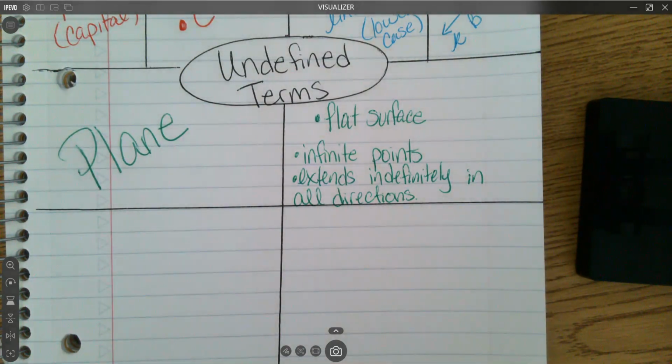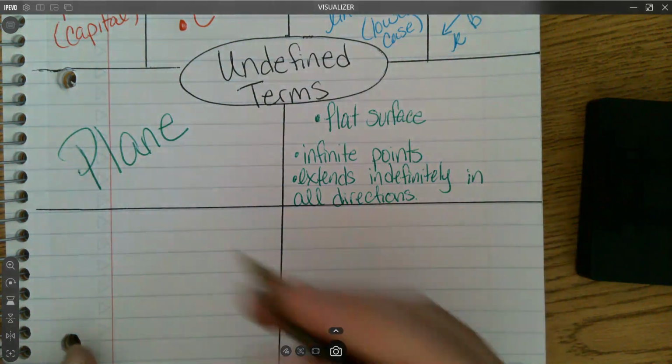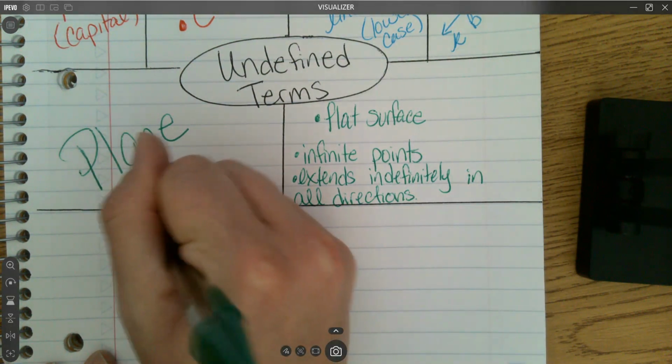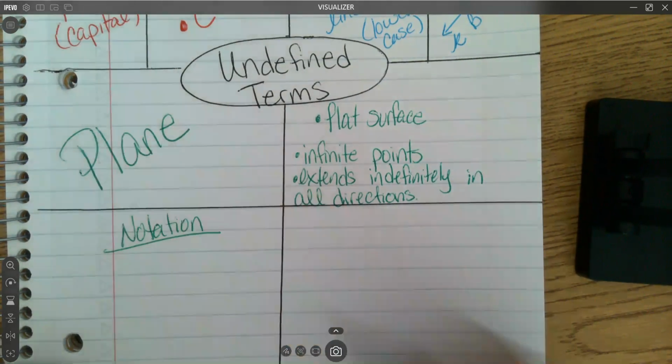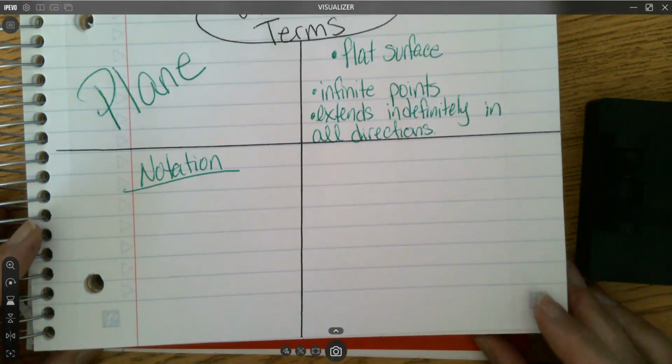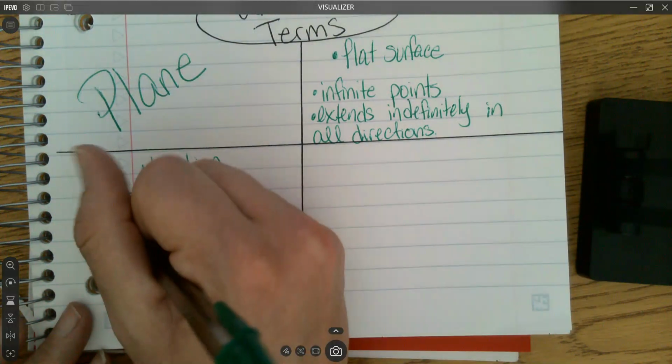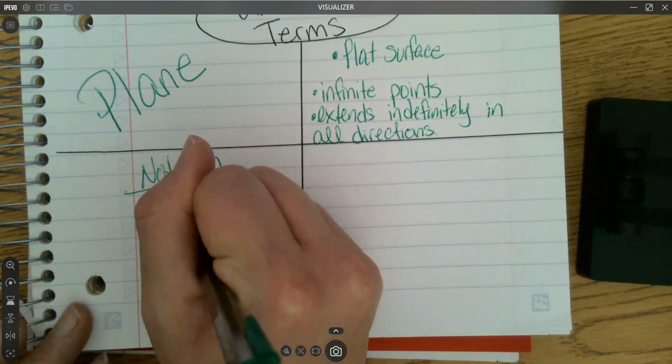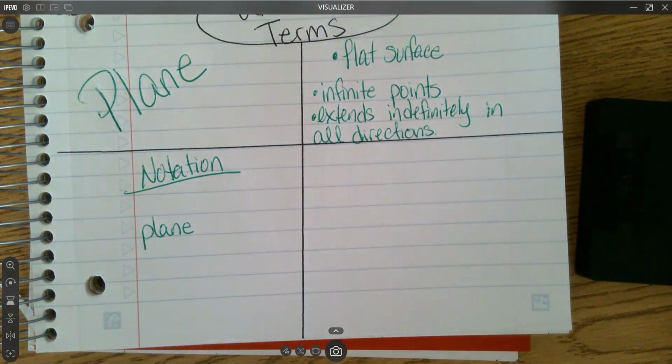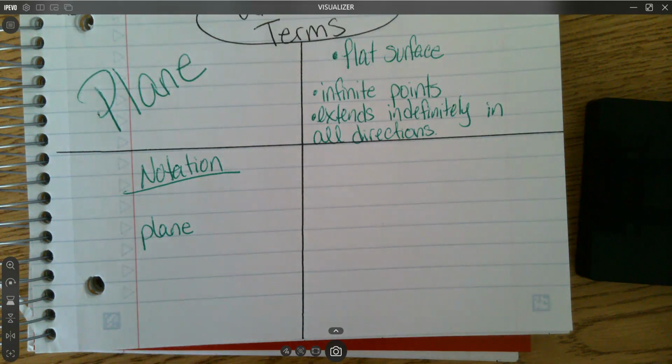And when we're counting points on a number line or something like that, we could continue counting forever and ever. All right, so what's the notation? Notations are kind of hard because, like I said, they can have multiple names. So the notation is they could actually just use the word plane. Okay. They need 3 points. So when a point gets 1 letter, a line gets 2 letters, a plane gets 3 letters. That's how I remember it.